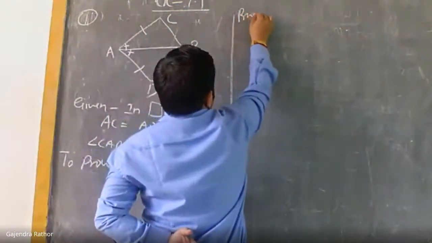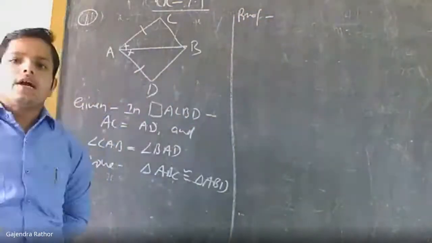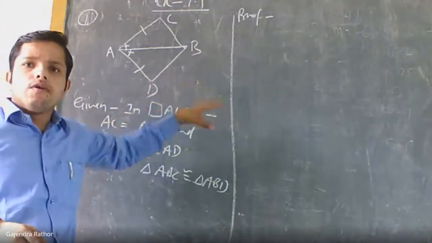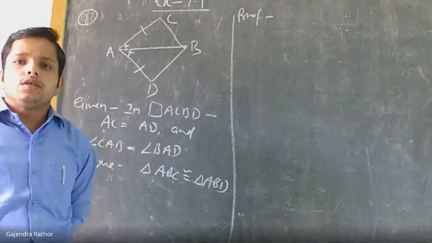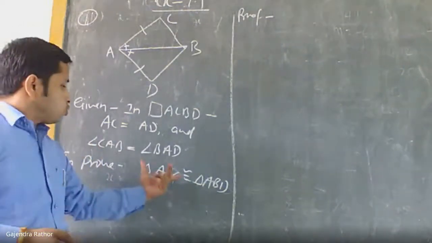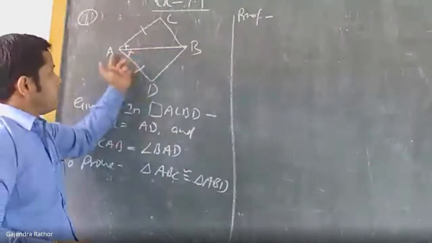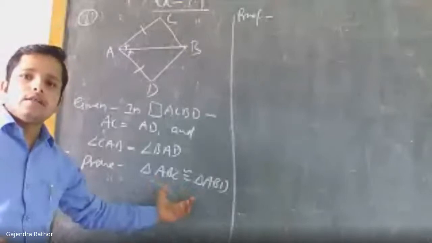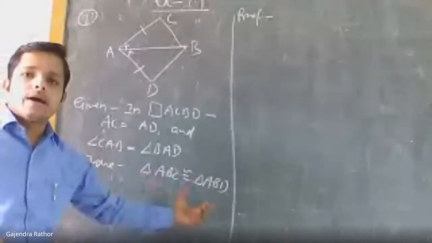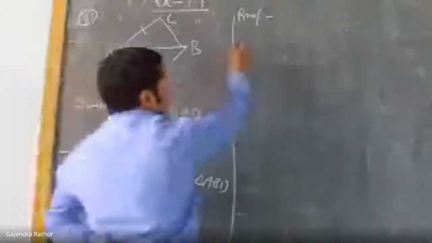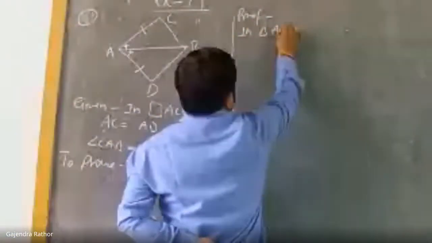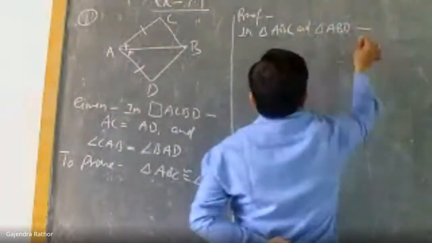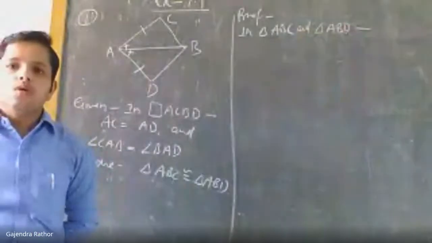Now prove. There are three criteria that we discussed yesterday. Based on the given and based on the figure, we have to select which criteria we have to apply. So first we have to prove that the two triangles ABC and ABD are congruent. So we have to discuss these two triangles. We are talking about triangle ABC and triangle ABD.